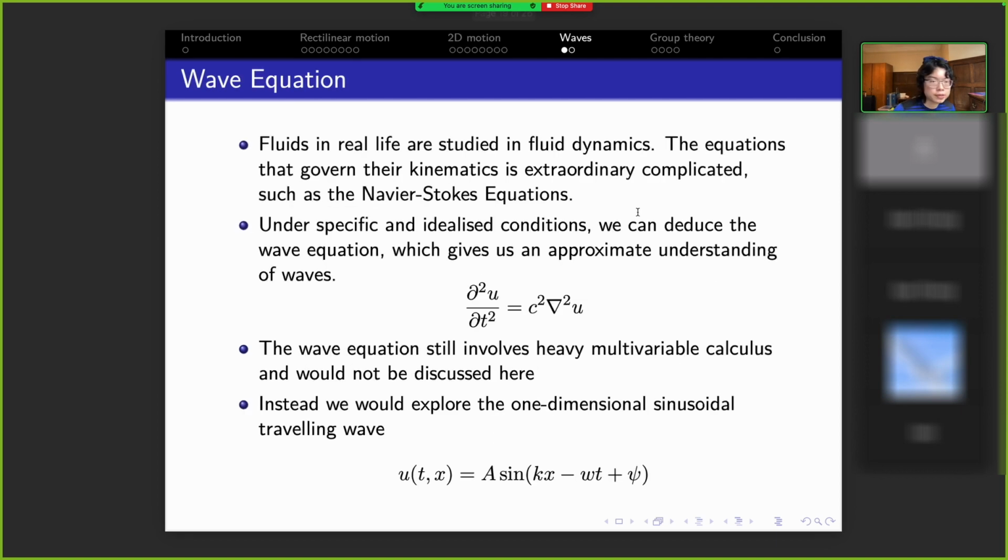So finally, we want to talk about waves. Fluids in real life are studied by fluid dynamics. But the equations that govern them are actually very complicated.